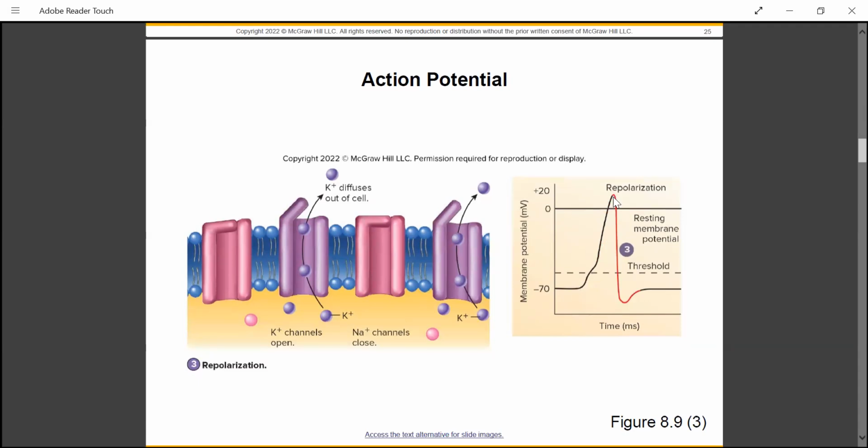Once we hit depolarization, we get to a certain point that triggers our potassium channels to open. Remember, these voltage-gated potassium channels allow this high concentration of potassium inside of the membrane to rush out. So now we're losing positive ions, and we're going to go back negative. Then this shows hyperpolarization, where we go more negative than we started, and then it's restored by the sodium-potassium pump.